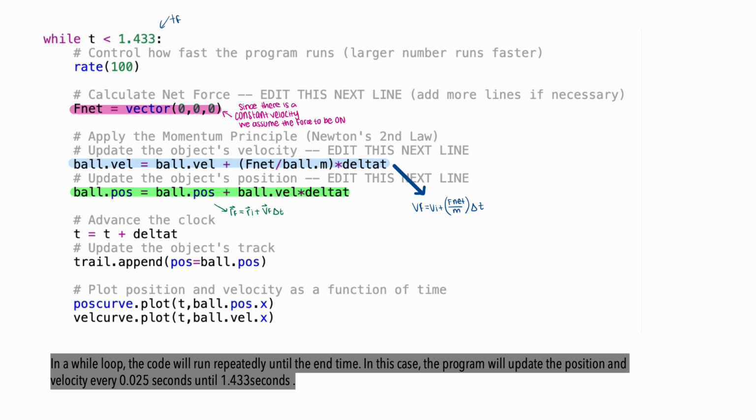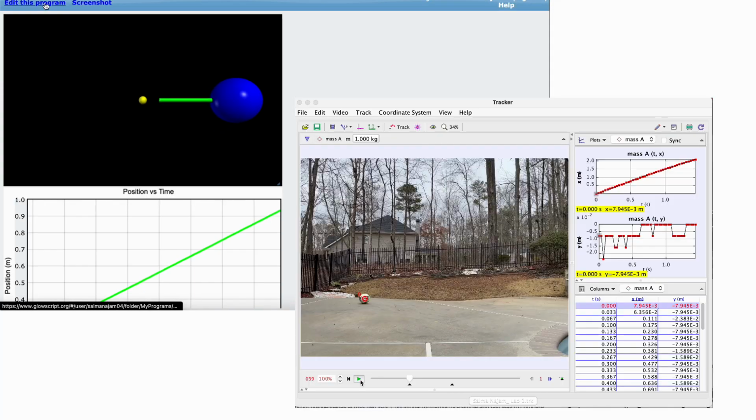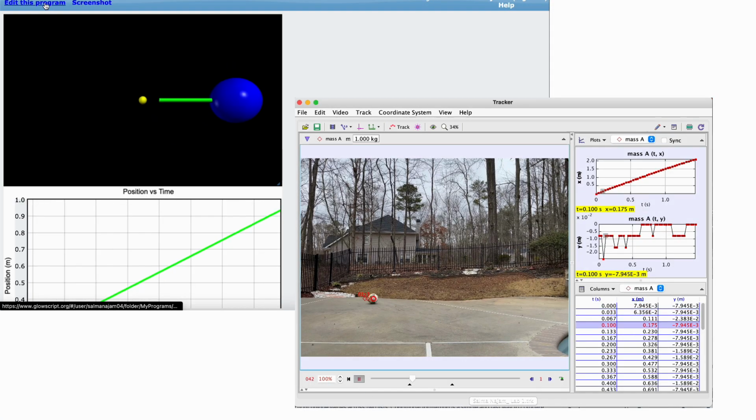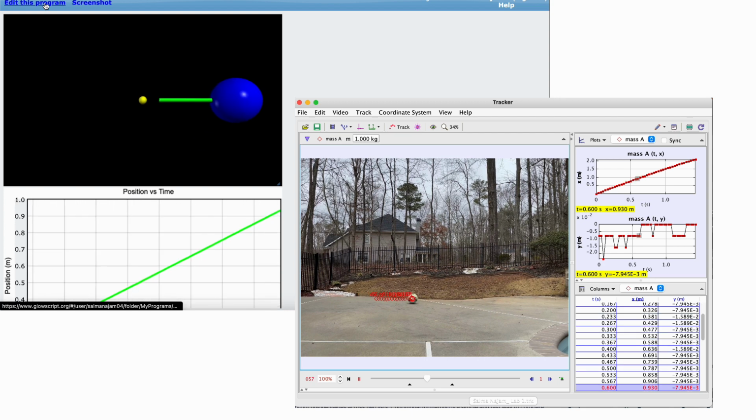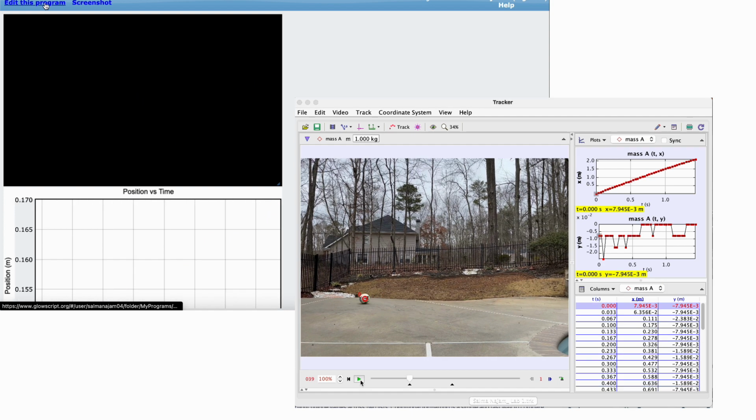I put in the time into the while loop, and then in order for the computer to do the calculations, I put in Newton's second law and the update position formula in code form. And then I also put in the net force, but in this case, since the velocity is constant, it's 0. I then ran the code, and as you can see, the motion of the ball in the simulation turned out to be very similar to the motion of the ball that I recorded in Tracker.